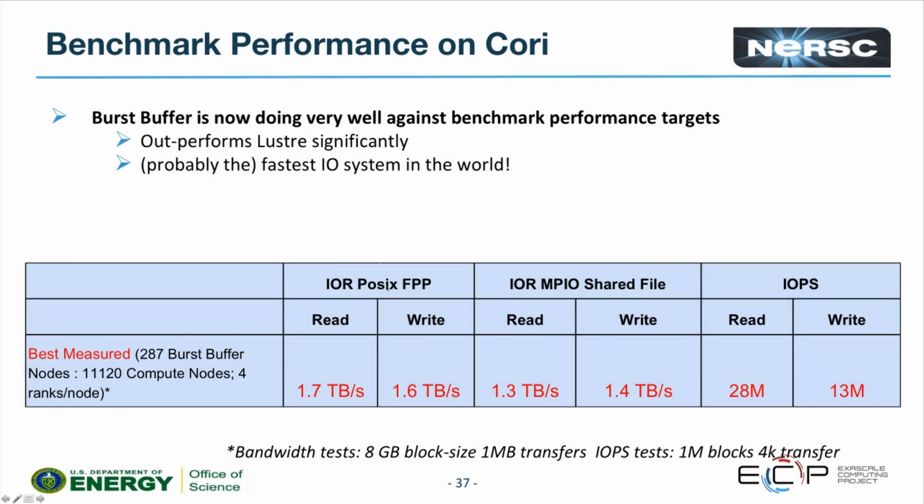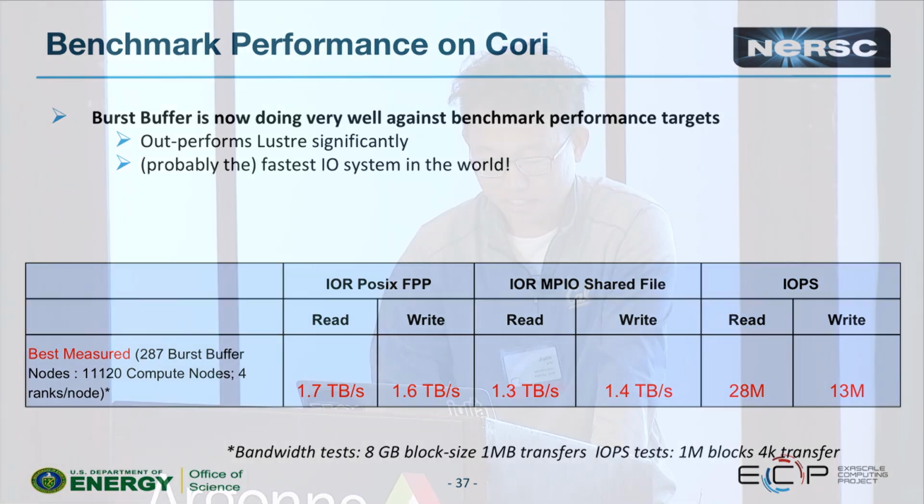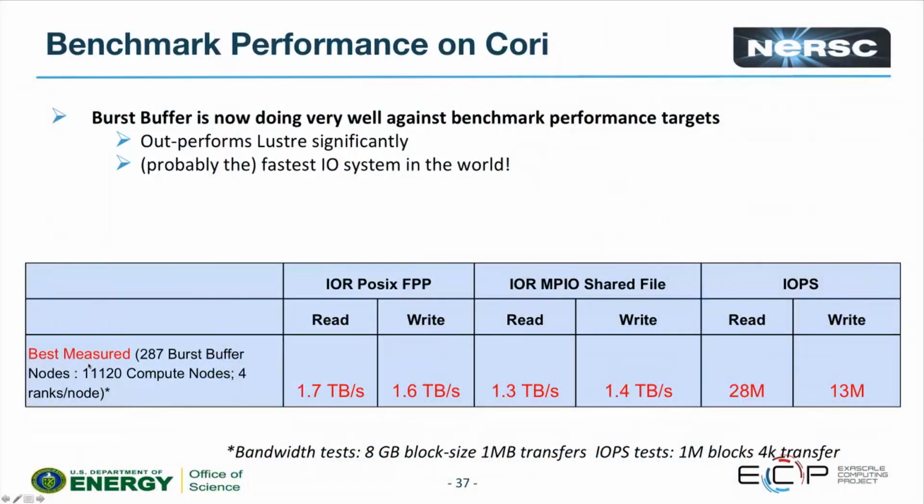Here's the number. So you always ask the correct question. Burst buffer is really fast. Probably the fastest I/O system in the world. We did some tests with the simple IOR benchmark. And if you remember, the peak bandwidth on our Lustre file system is 700 gigabytes per second. And on burst buffer, we can achieve 1.7 terabytes per second.